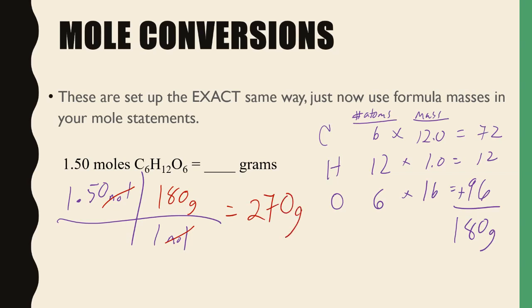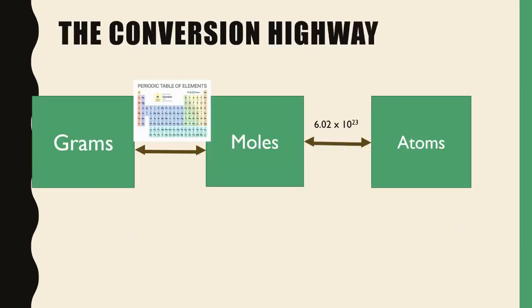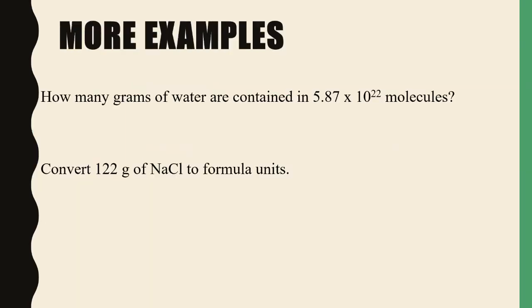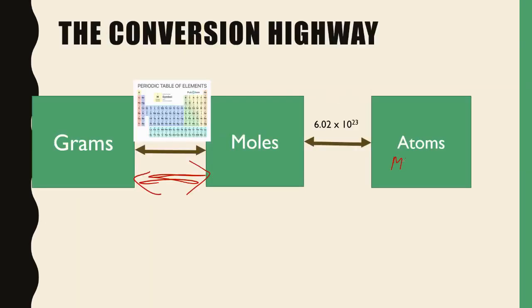Okay, so I don't think this is shocking. Same highway that we were using yesterday, grams to moles, right? The periodic table turns grams into moles, and the periodic table turns moles into grams. Sing the song with me. And we use Avogadro's number when we're using the word atoms or molecules or formula units. So anything that's a molecular scale, we need to use 6.02 times 10 to the 23rd.